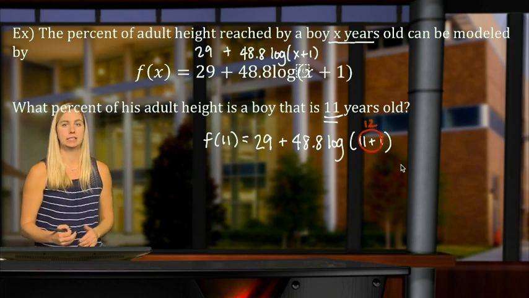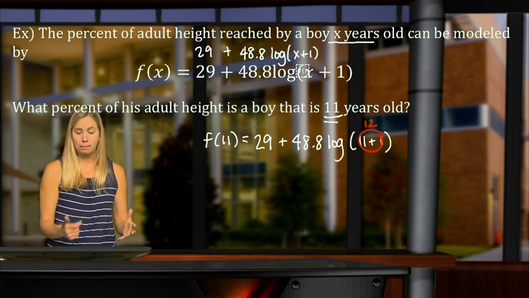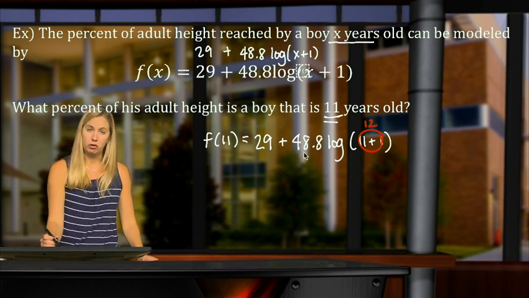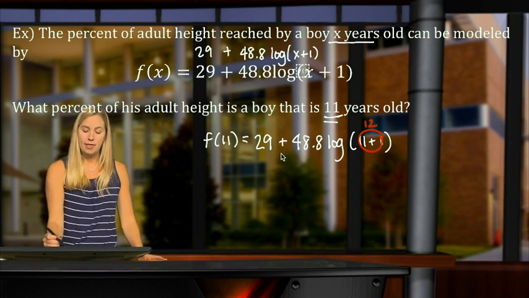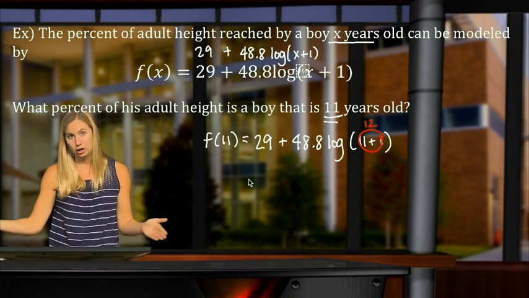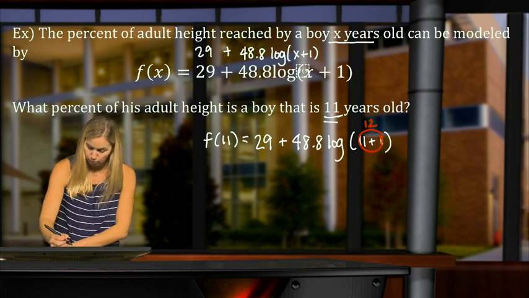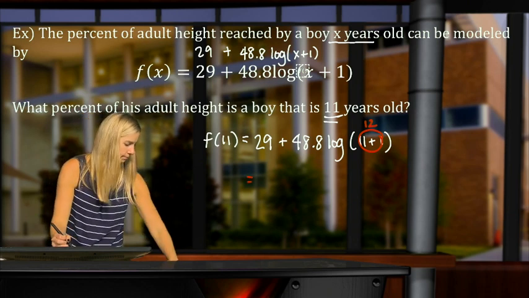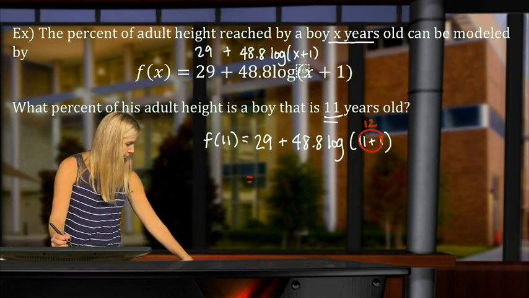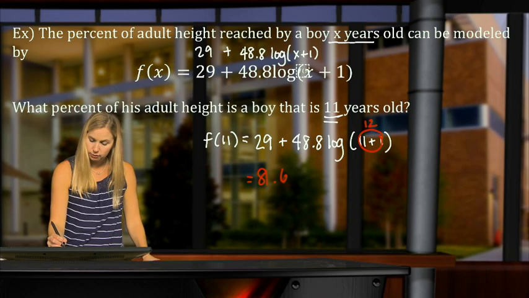And now we can type this into our calculator. You might want to evaluate it piece by piece, starting from the inside. So we would find log of 12 and then multiply by 48.8 and then add 29. Depending on your calculator, you might be able to just type the entire expression in, hit equals, and it'll give you the right value. But we should get an answer of 81.664.